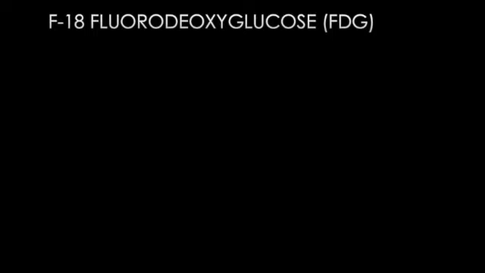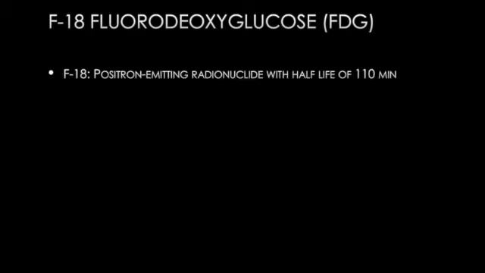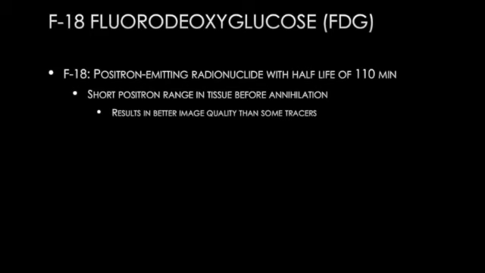F18 fluorodeoxyglucose, or FDG, is the most common oncology PET radiotracer. Fluorine-18 is a positron emitter with a half-life of 110 minutes. This half-life is helpful in that it is not so short that you need to have an on-site cyclotron to get the radiotracer, as it can be shipped to local or regional hospitals. Yet the half-life is not so long to incur unnecessary radiation dose to the patient. F18 has a relatively short positron range in the tissue before annihilation, and this results in better imaging quality and resolution as compared to some radiotracers.